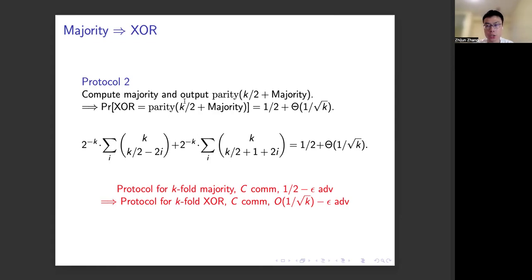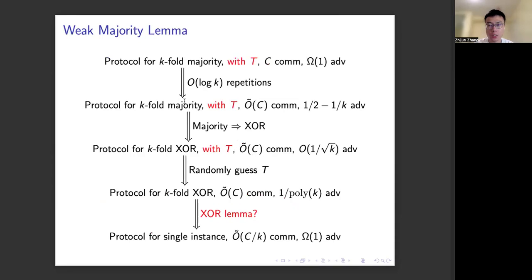So how are we going to use this small trick? Let's consider the following chain of reductions. At first we have a streaming algorithm which computes the decisional MST. And by our reduction, the construction I gave previously, we can get a protocol for computing the k-fold majority for the decisional mean universal relation problem with this value t and some constant advantage.